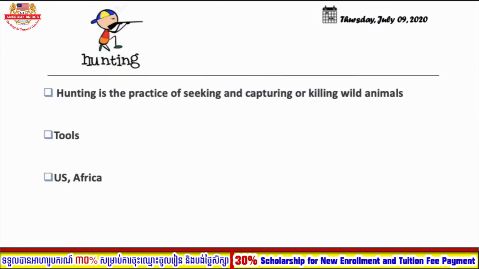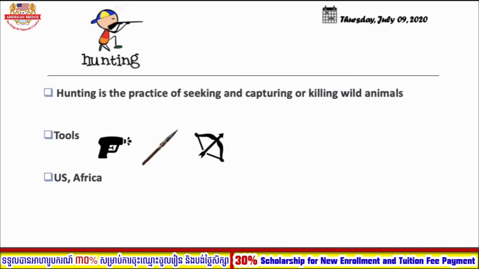As you know, hunting is the practice of seeking, capturing, or killing wild animals. People use different types of tools in order to do this. They consider this a sport because people have to go to the forest and find the wild animal in order to kill it. Mostly you can use a gun, which is quite popular nowadays, and because of our modern society, we have very advanced guns. But in the past, people used spears or arrows in order to kill those animals.